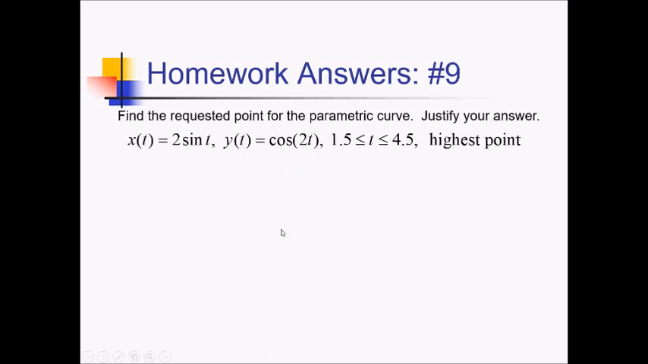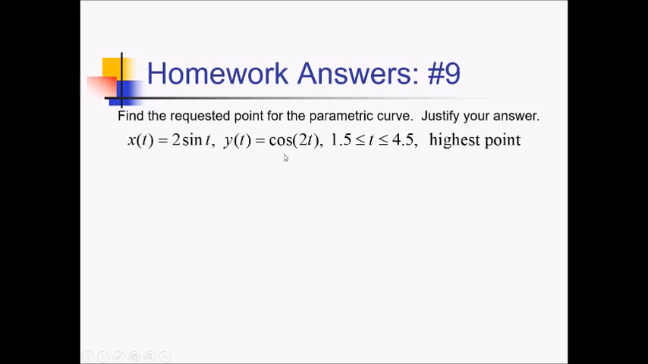For this problem, we're trying to find the highest point on the parametric curve represented by these two functions over the interval from 1.5 to 4.5. In order to do this, we need to take a derivative, specifically of the up-down motion variable here, y. So we need to figure out where y prime of t equals 0, and then we'll test around those critical values and figure out what's the highest point based off of this.